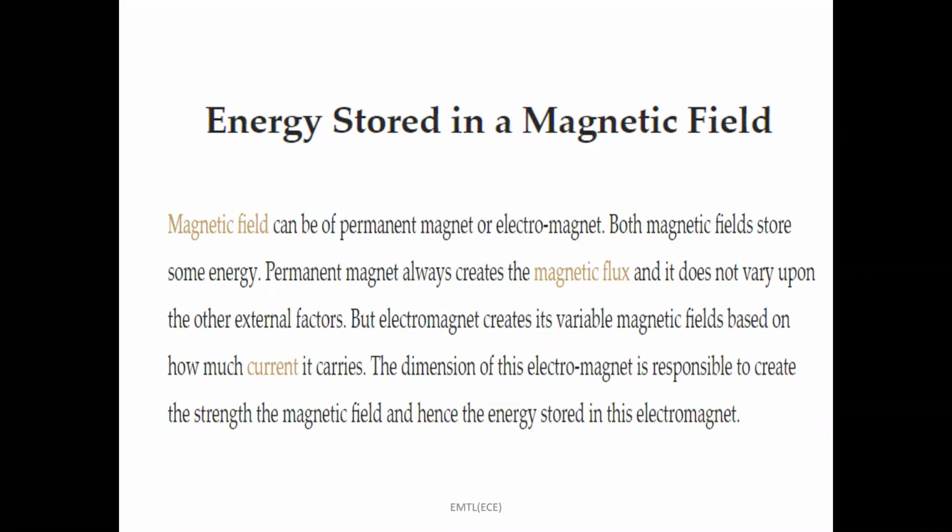Both magnetic fields are useful to store some energy. So what is the difference between a permanent magnet and an electromagnet? A permanent magnet always creates magnetic flux, and there is no change in its flux by any external factors. Whereas in an electromagnet, we develop the magnetic field, so they are artificial magnets. In electromagnets, we can easily vary the magnetic field by external factors. That means by changing the current, the magnetic field will automatically change.